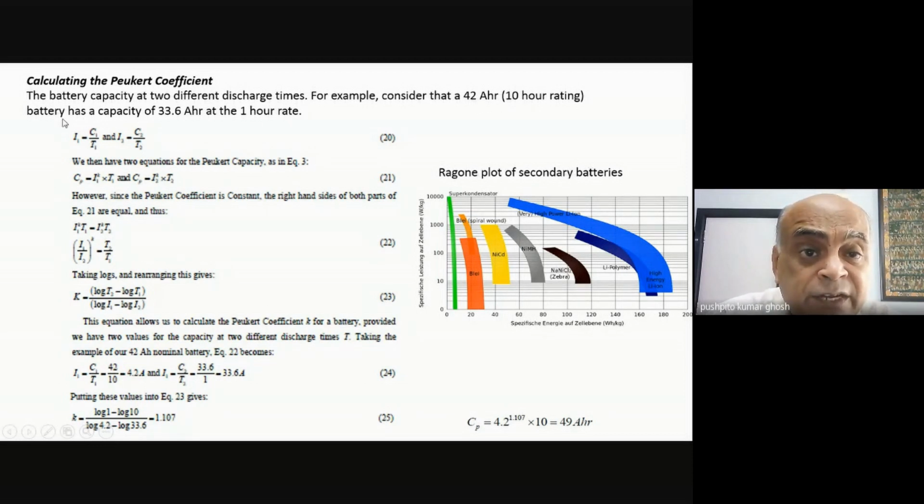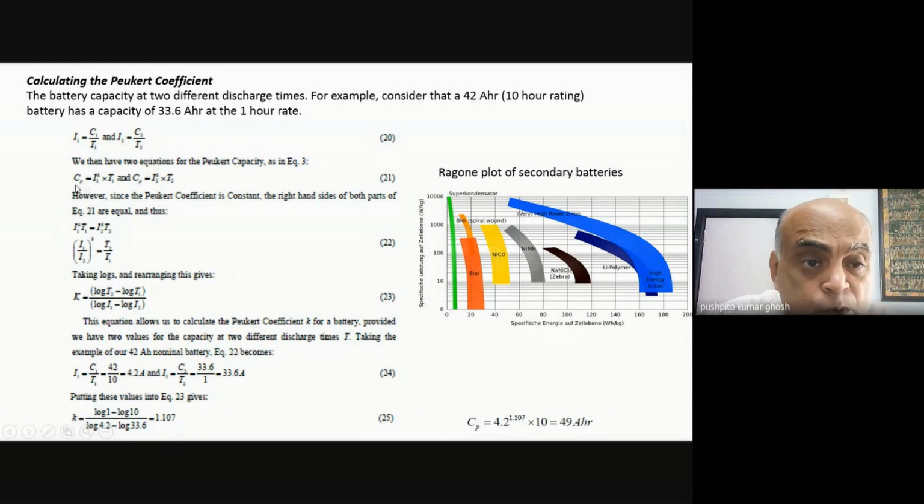And when they did the same thing, where they drained out the battery in 1 hour, what they found is that the ampere hour is 33.6 ampere hour. Here, therefore, my time is 1 hour. And what will be my current? 33.6 ampere hour divided by 1, which will be 33.6 ampere. So I've got my values of current and time at the two different conditions. So I can get I1 is equal to C1 by T1, I2 is equal to C2 by T2. And now I've got these.